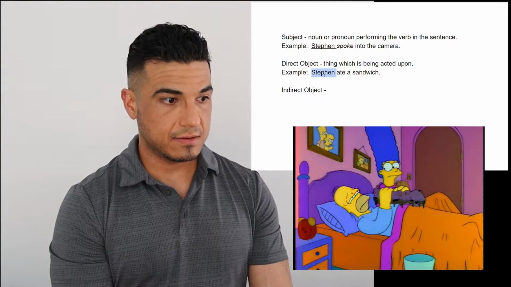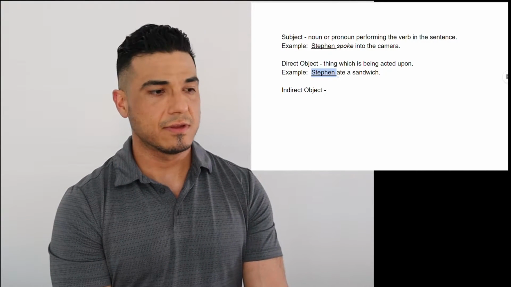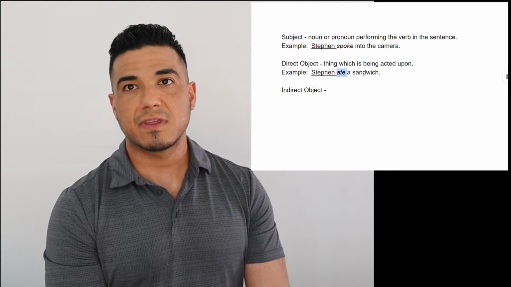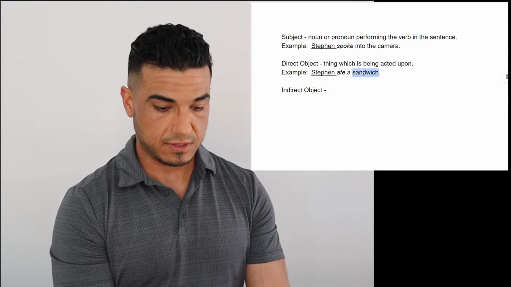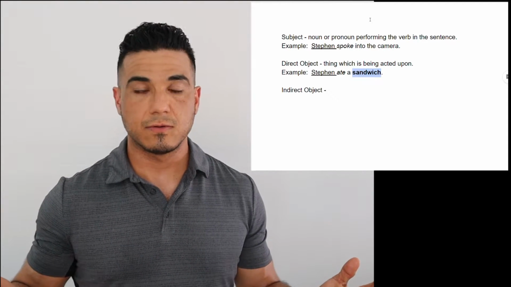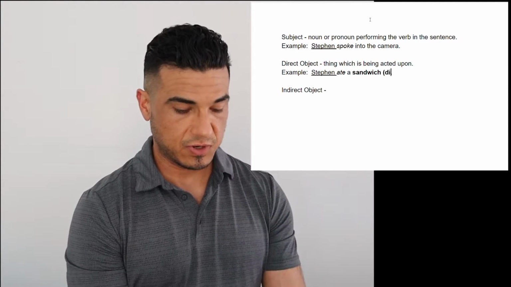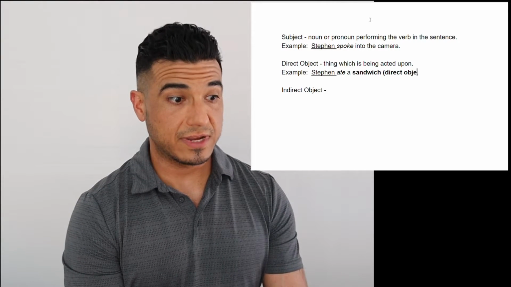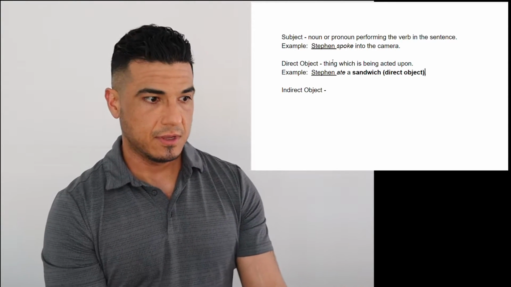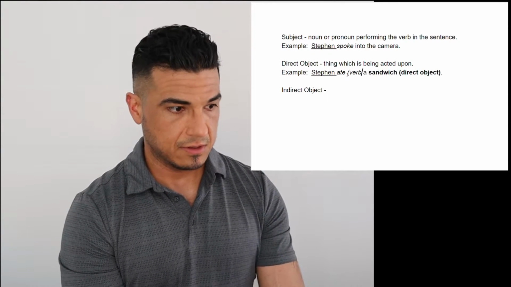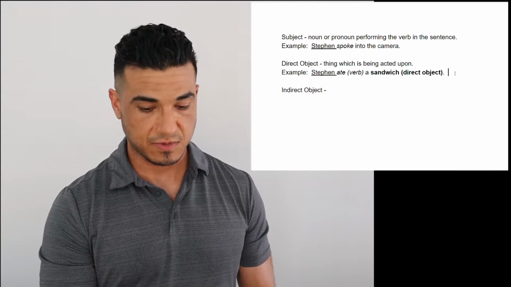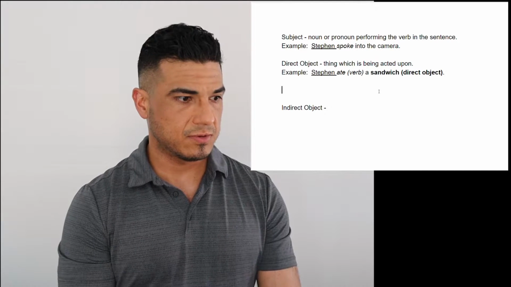All right, so again, going back to our subject, which is Stephen, performing the action. Well, what did he do? He ate. Well, what was the thing that was being eaten in this case? Oh, it was the sandwich. So the sandwich in this case, and I'll just mark it, is the direct object, because it's being immediately impacted by the verb, ate, right? Which is the past tense form of eat.